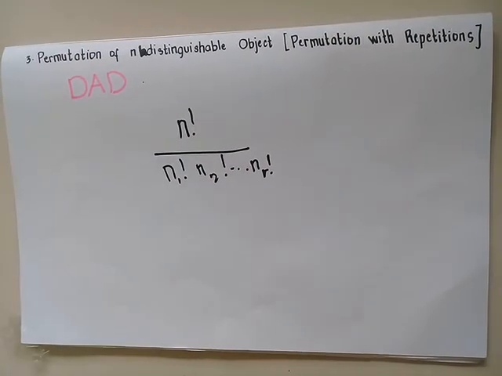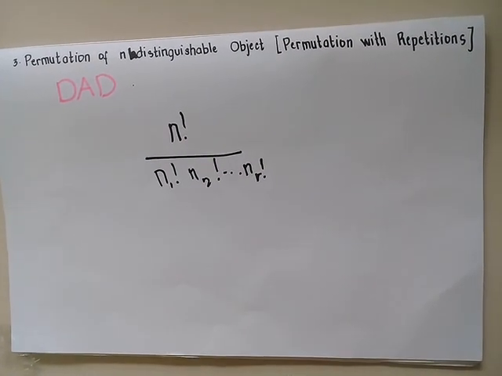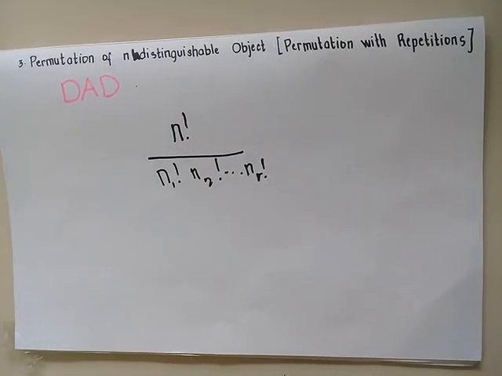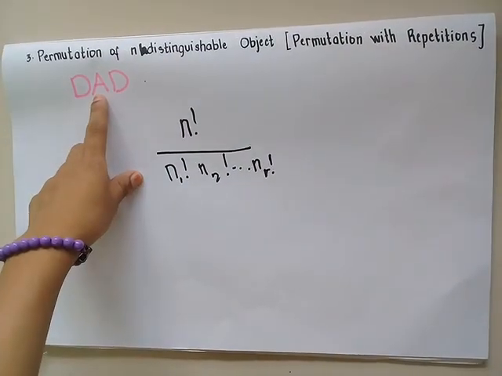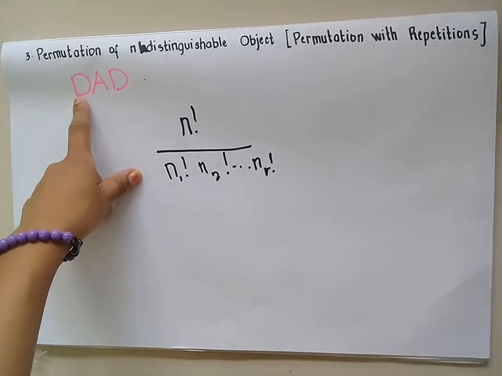The third type is the permutation of an indistinguishable object, or permutation with repetitions. Look at the word DAD. This word has a repeated letter, which is D.